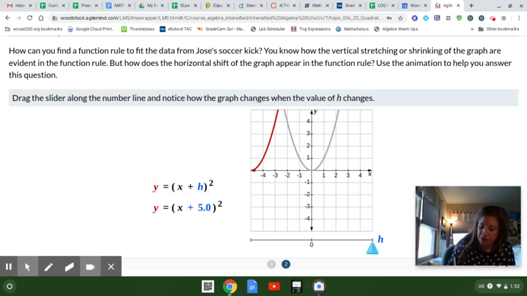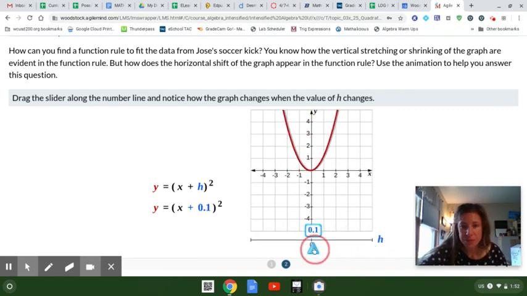You could even say not just the graph, but the vertex is really what we focus on when we are moving left and right or up and down. The vertex shifted to the left when we added, and I'm going to highlight that positive in my workbook. My graph shifted to the left. So I'm going to reset this at 0.